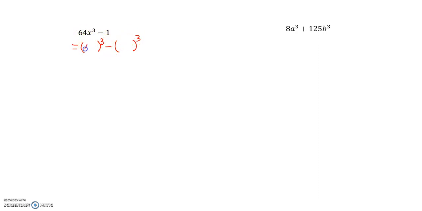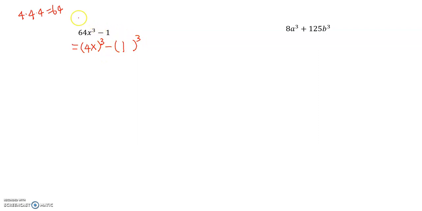And we know 64 is 4 cubed, and you can verify that by doing 4 times 4 times 4. That is 64. And x to the third, of course, is just x cubed. And 1 can also be written as 1 to the third. So this problem does fit our formula, something to the third minus something to the third.